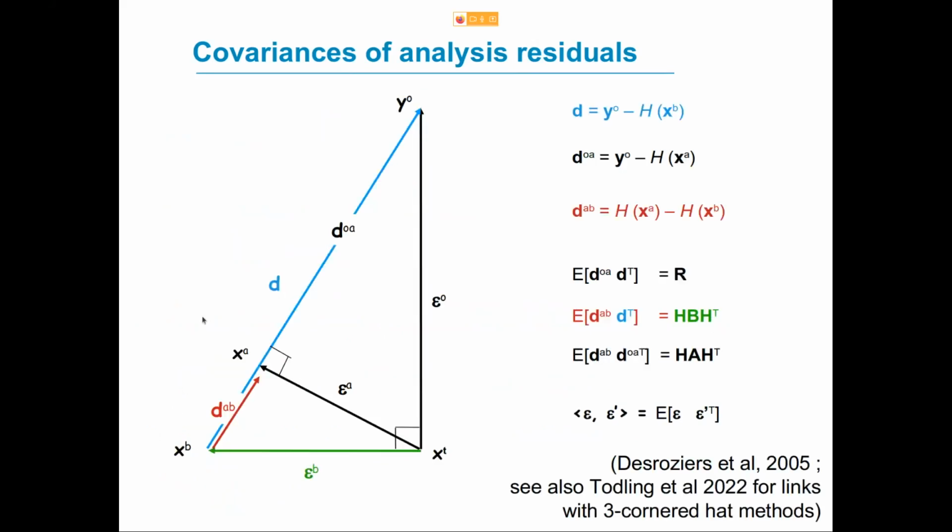So this is illustrated here in a geometric way by considering this kind of triangle with background XB, analysis XA, observation YO, and the true state XT. Actually, following the Euclid theorem, it can be shown that the product between the innovation D and its component DAB, which is the analysis increment, is equal to the square of epsilon B corresponding to the background error variance.